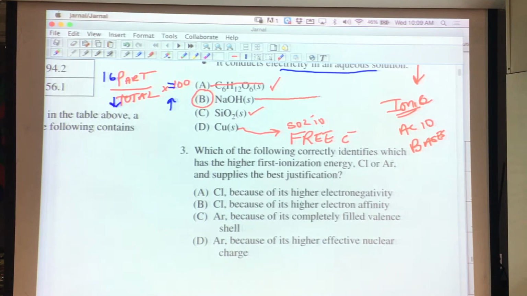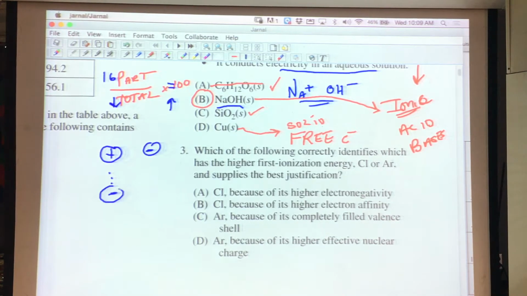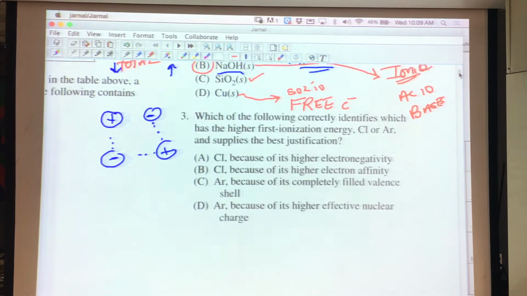This is an electrolyte, which can be either an ionic compound, an acid, or base. And why do I know? It breaks apart into Na plus and OH minus. Those are free ions. Electrolytes do not conduct in the solid. Why doesn't this conduct in the solid? Because this makes a crystal lattice of ions, and the ions are not free to move in this crystal lattice like ionic compounds. Number 3.